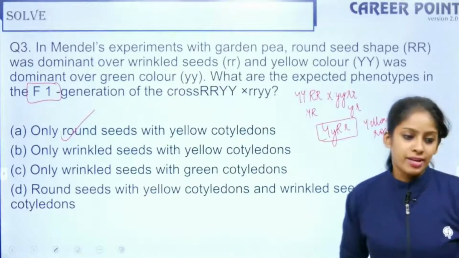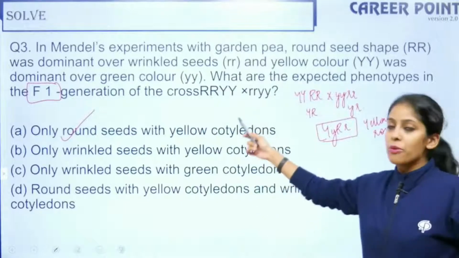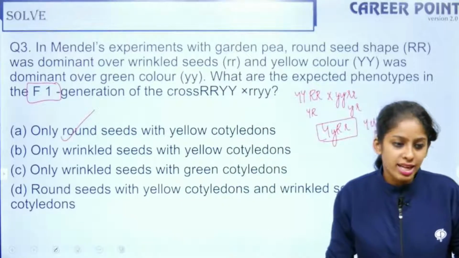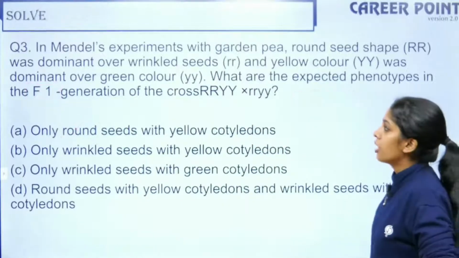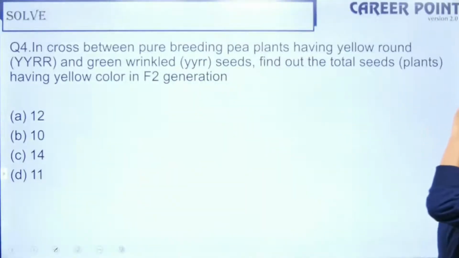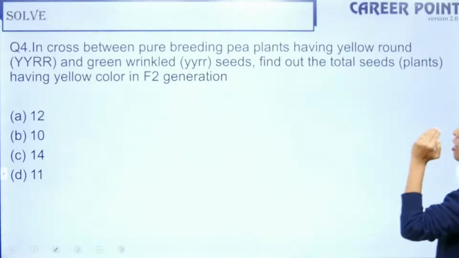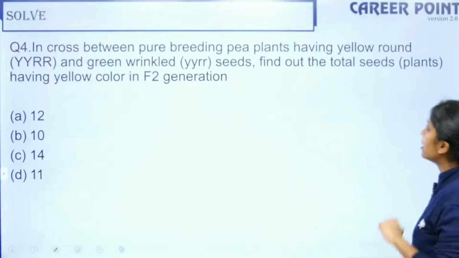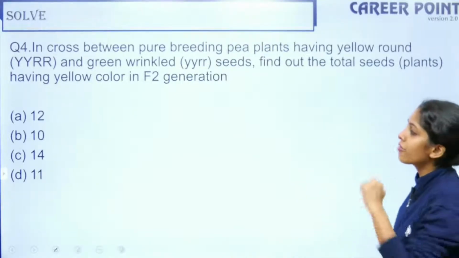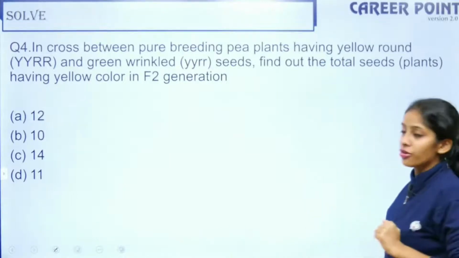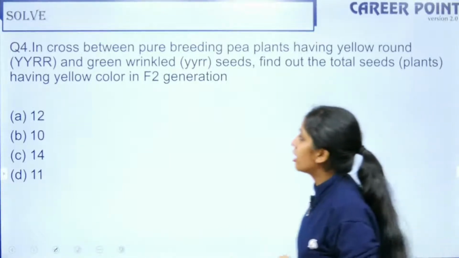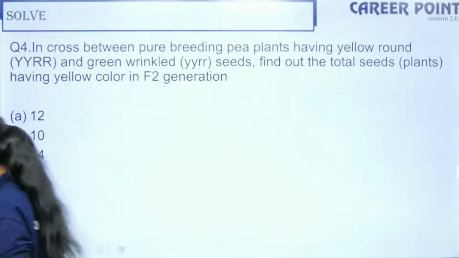So the answer is A. Now you understood how we derived answer A? Is it clear? Okay, so question 4. In a cross between pure breeding pea plants having round yellow and green wrinkled seeds, find out the total seeds having yellow color in the F2 generation, having yellow color in the first generation.